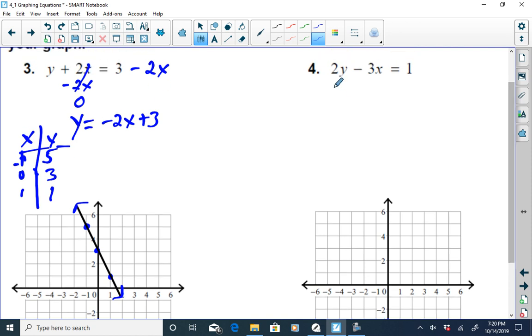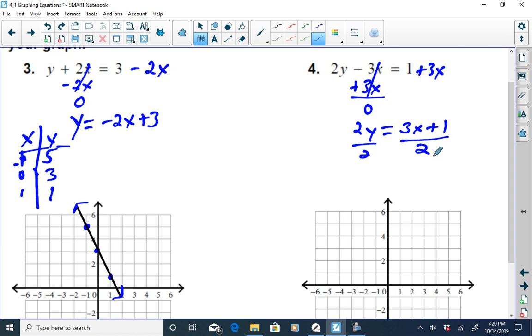Right, this next one, we have 2 times y minus 3 times x is equal to 1. We want to solve that equation for y. To do that, we want to add 3x to both sides of the equation. On the left side, they cancel. You're left with 2 times y is equal to 3x plus 1. We're just going to use the commutative property there. Now we have to divide by 2 on both sides of the equation. When we divide by 2, they cancel on the left side. We're left with y is equal to 3/2 x plus 1/2.